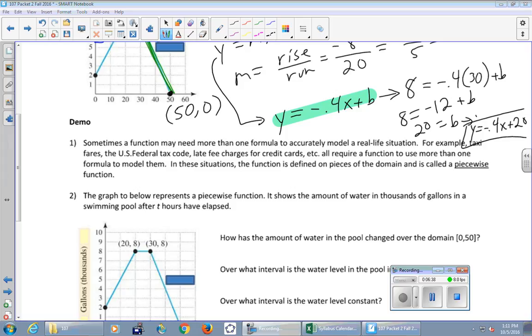Same thing, late fee charges for credit cards. If you owe up to $100 on your credit card, then the fee is $5. But if you owe between $100 and $1,000, the fee is this. And if you owe more than $1,000, the fee is that. We just have completely different rules. Same idea. In these situations, the function is defined on pieces of the domain and is called a piecewise function.